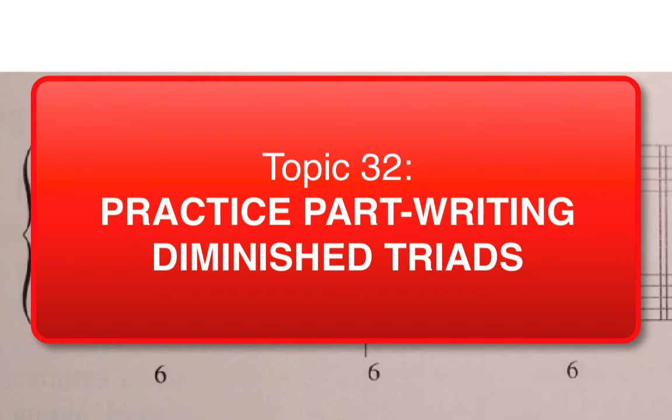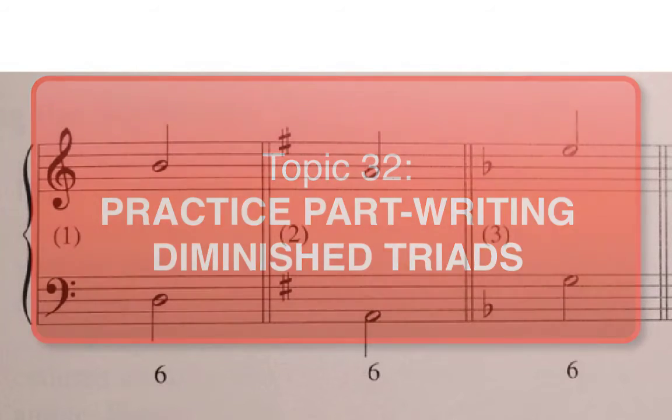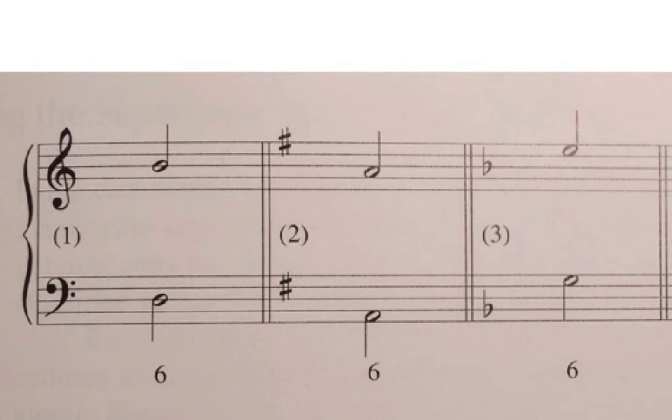In this video, we'll be working through assignment 10.5, which is concerned with part writing the diminished triad. There's basically two rules for part writing the diminished triad.